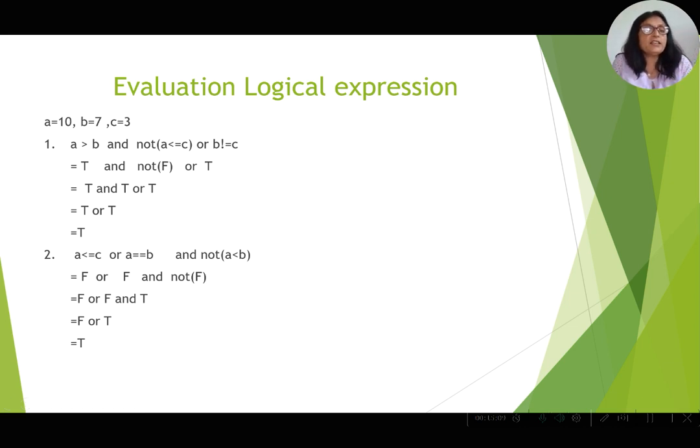Now just see, A is greater than B and not A is less than or equal to C or B is not equal to C. In this case, one expression is your relational expression A greater than B. It is true because 10 is greater than 7. First we have to solve the relational expressions. Now within the bracket, A is less than or equal to C. A value is 10 and C value is 3. No, it is false. Then B is not equal to C. It is true. So now we have solved the relational expressions.